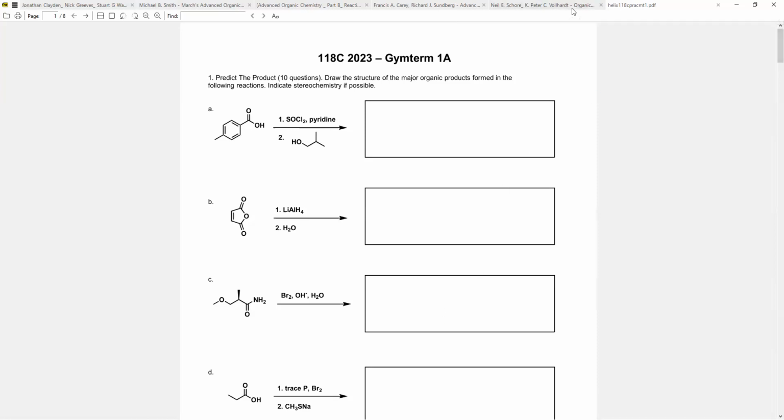Okay, cool. With that being said, let's just get right into it. Before we even get to the reactions, let's make sure we know all of them. Let's do a little bit of a mini review. This midterm one is going to be all about the acyl derivatives, right? The carboxylic acid and its derivative family.